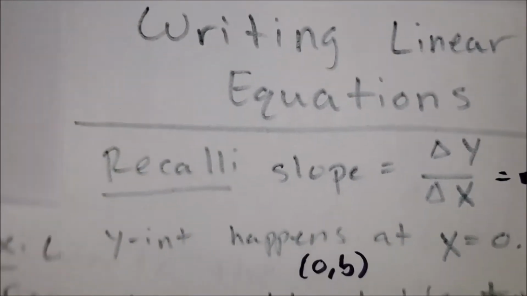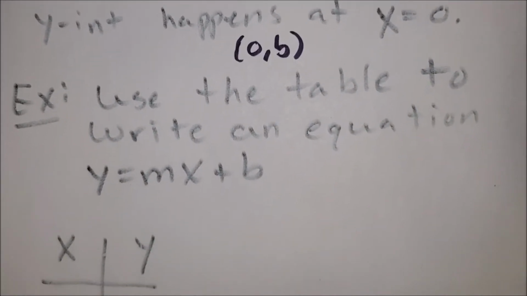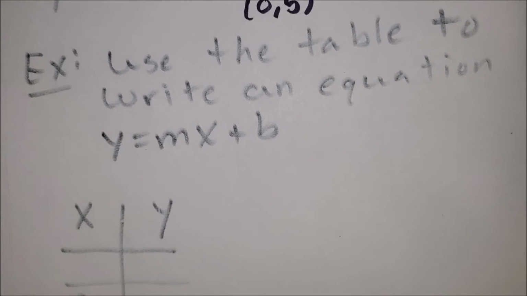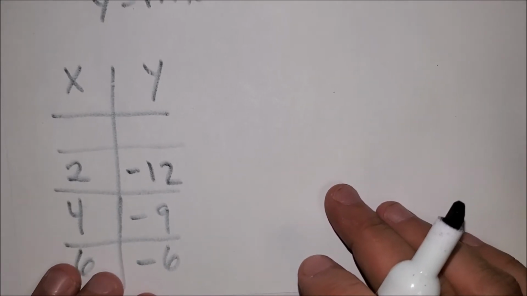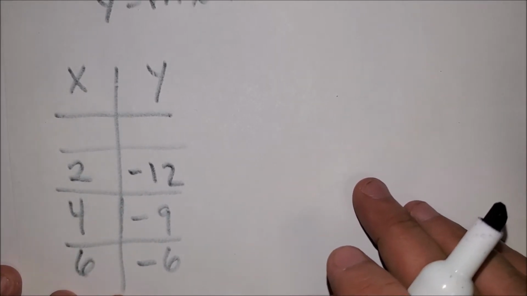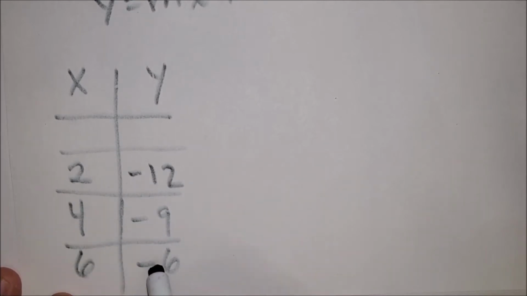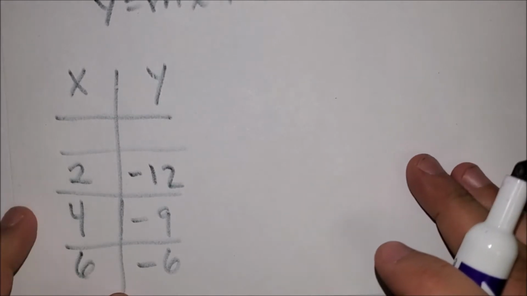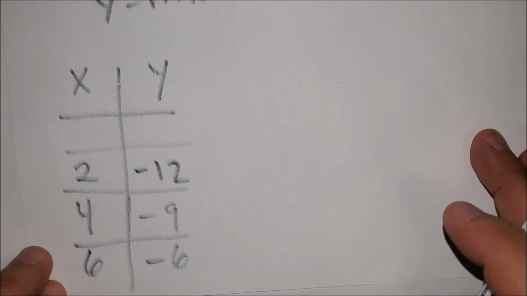So let's look at an example. Use the table to write the equation in the form of y equals mx plus b. So here we've got a table. We've got 3 points: (2, -12), (4, -9), (6, -6). So what we need to do is find out if there's a linear relation, and if there is, then we can use it to write a linear equation.